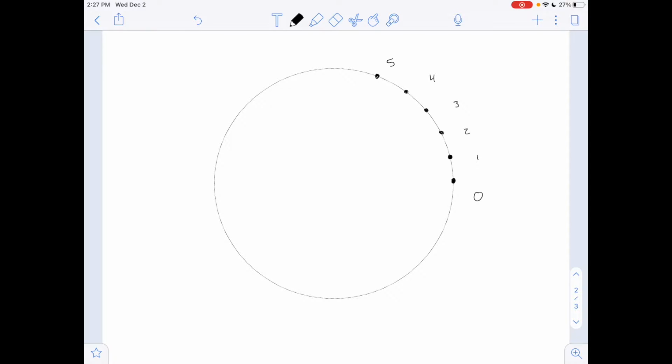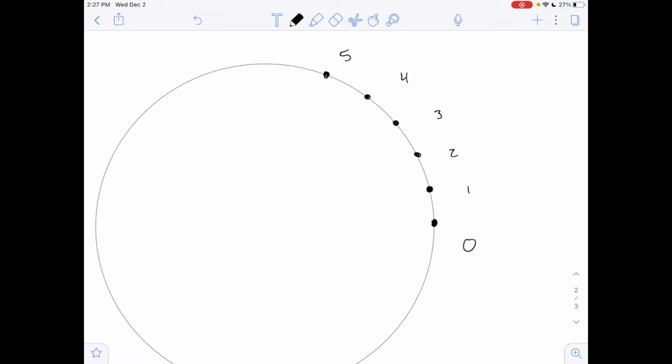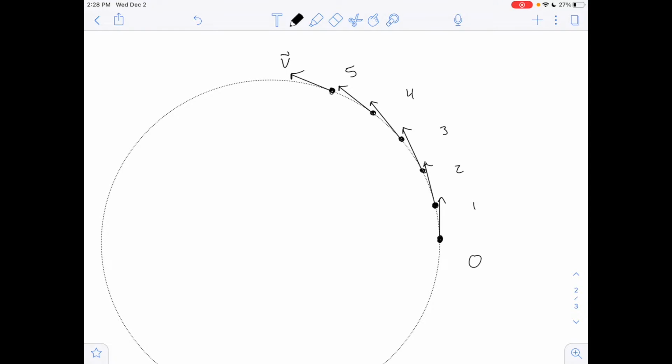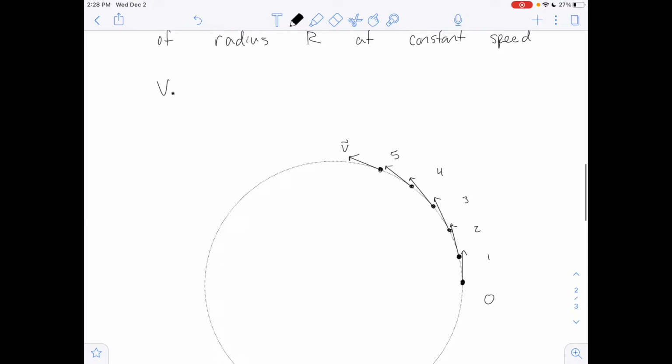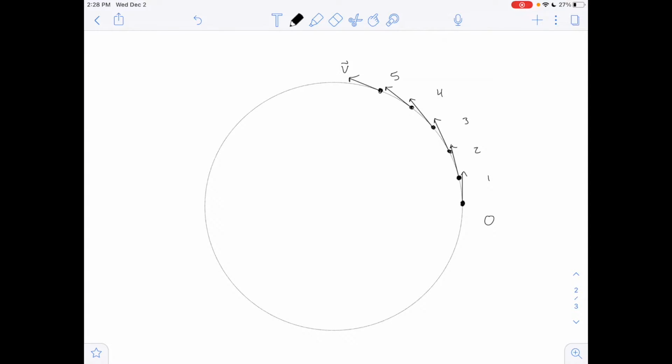And velocity is always tangent to the path that is taken. So we could draw the velocity vectors to look like this. So there are our velocity vectors for each of those points. And even though the object is not speeding up or slowing down, we said constant speed, the velocity is changing because the object is changing directions, which means that there must be acceleration, right? If the velocity is changing, then there is some acceleration.